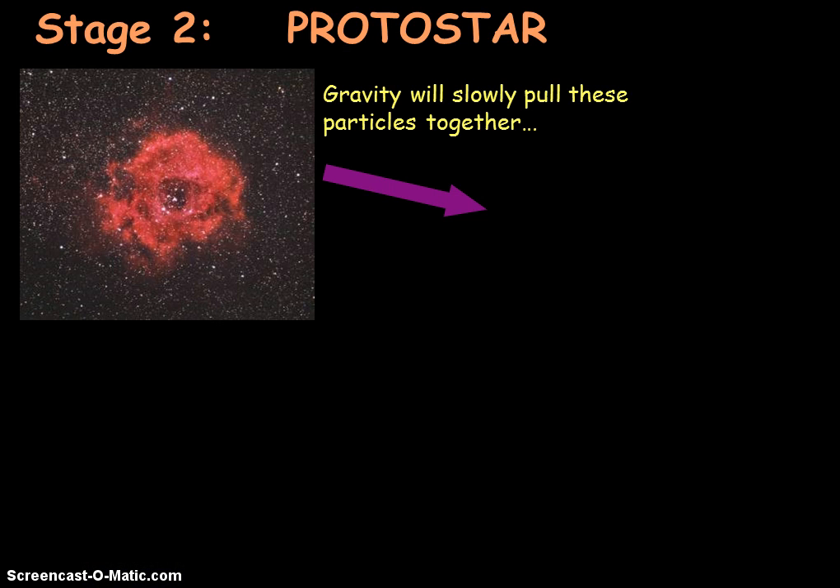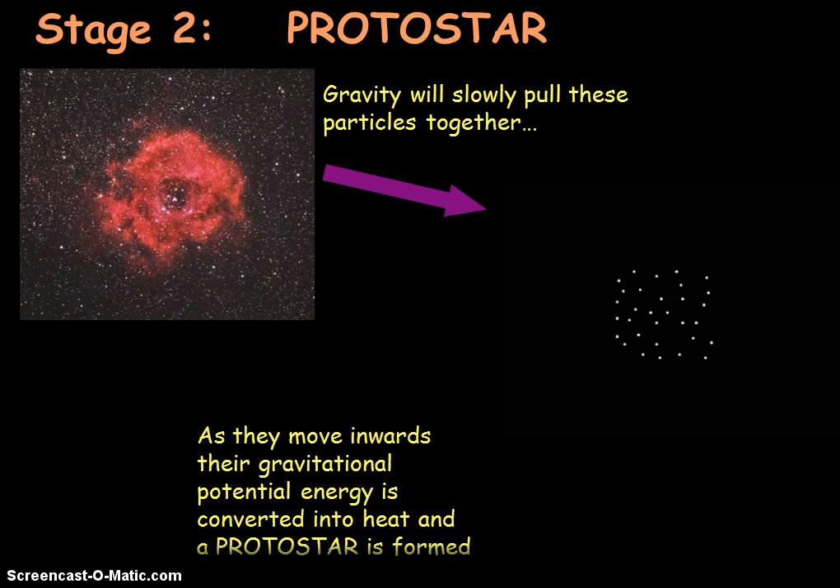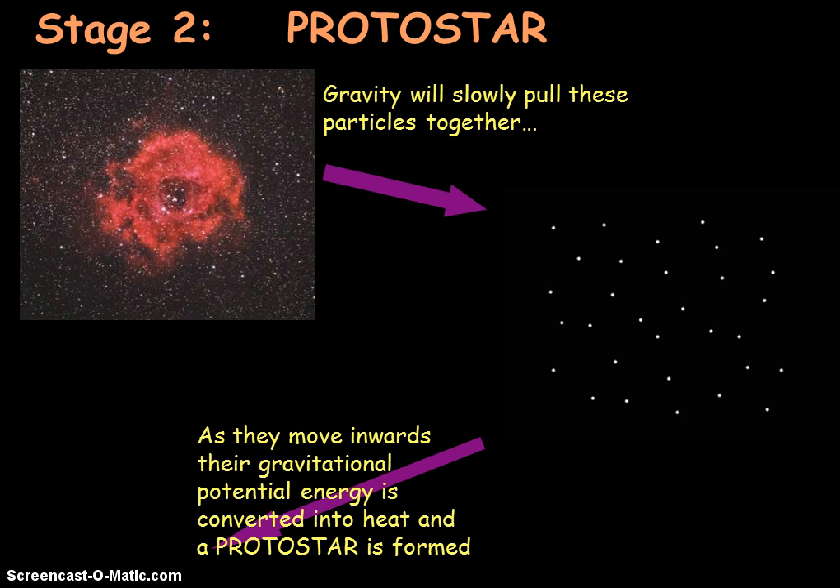Okay, so as I said, we get to the stage where it becomes a protostar. Gravity will slowly pull all the particles together, and as they move inwards, their gravitational potential is converted into heat, and a protostar is formed. This continues to grow larger, and eventually it gets so big and its centre gets so hot that atoms are squashed together in a process called nuclear fusion, and a star is now born.